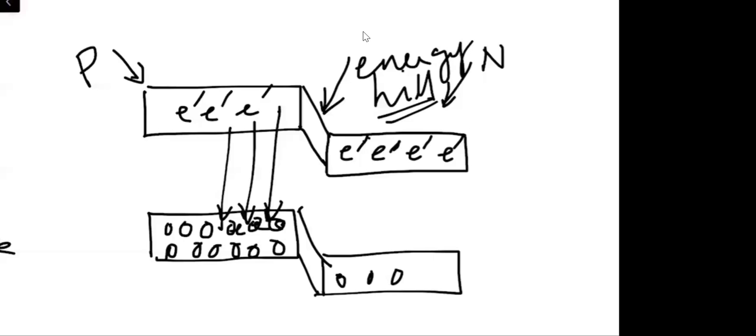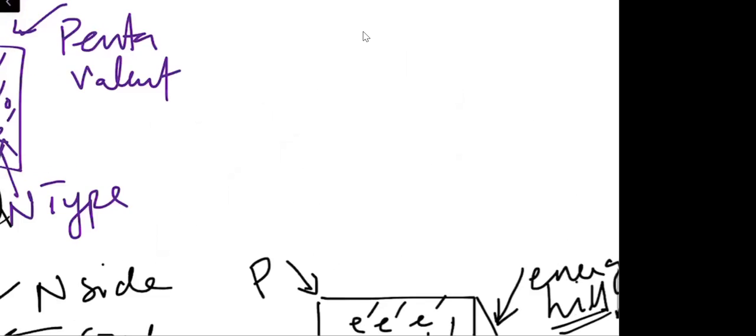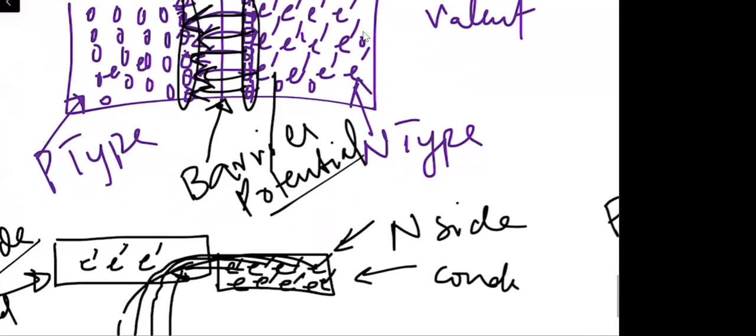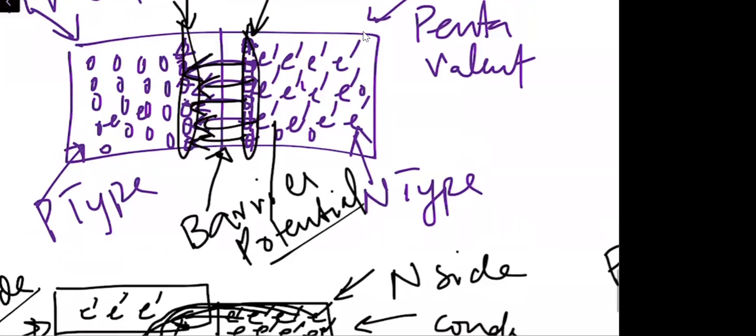So therefore, there are two things. One is called the energy hill from this perspective, and then there is the barrier potential, which is from the crystal lattice perspective, right? You might have seen this, but not in this way, because it gives you a clear idea of what is happening inside the semiconductor, on the P side and N side.